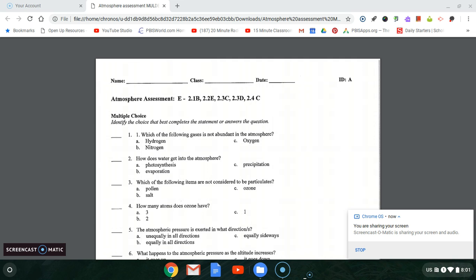Number 3. Which of the following items are not considered to be particulates? A, pollen, B, salt, or C, ozone? Number 4. How many atoms does an ozone have? A, 3, B, 2, or C, 1?